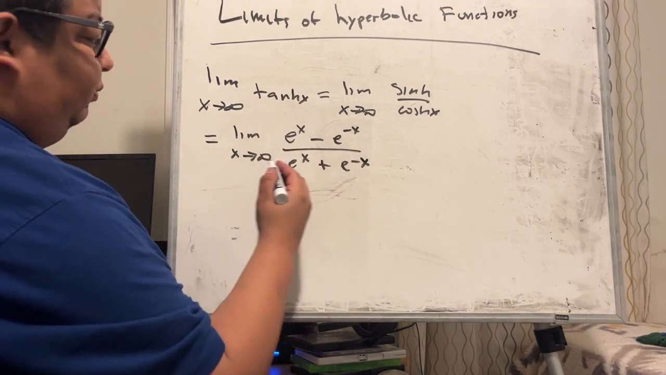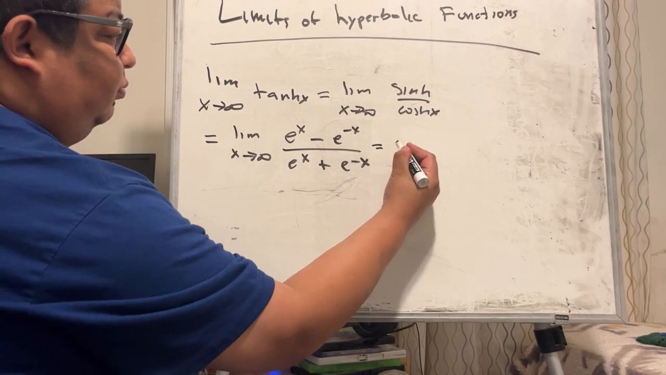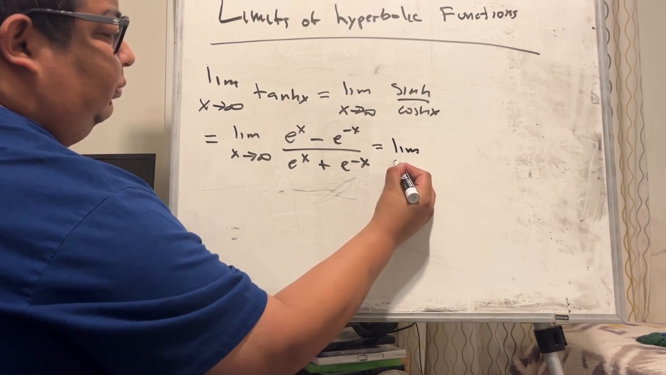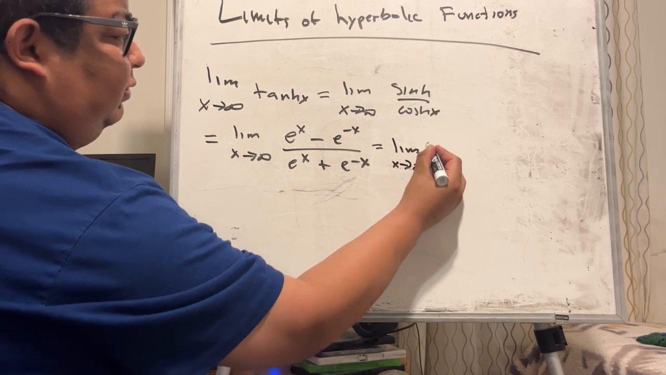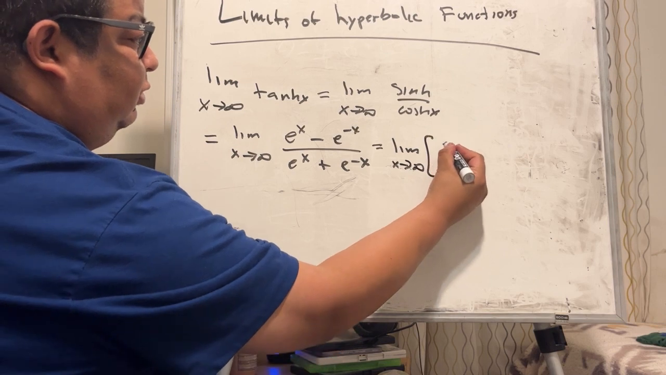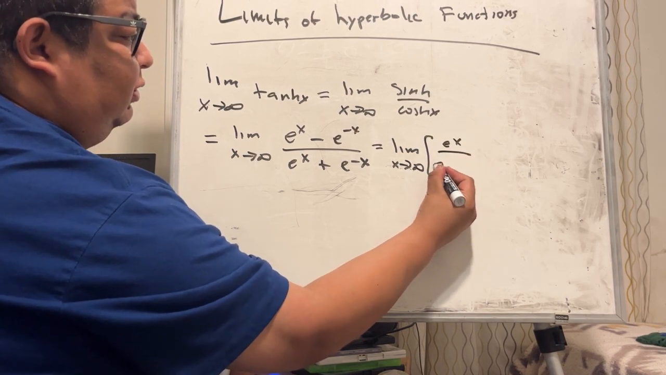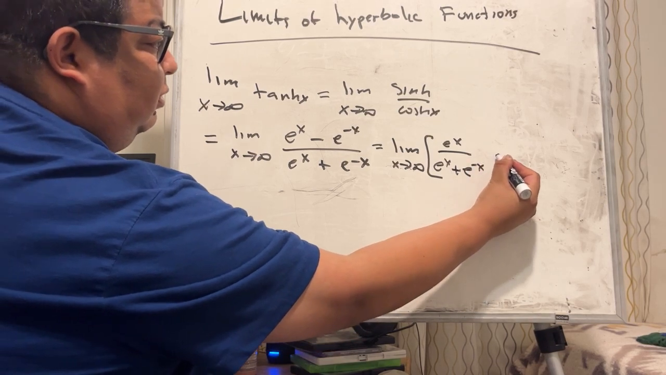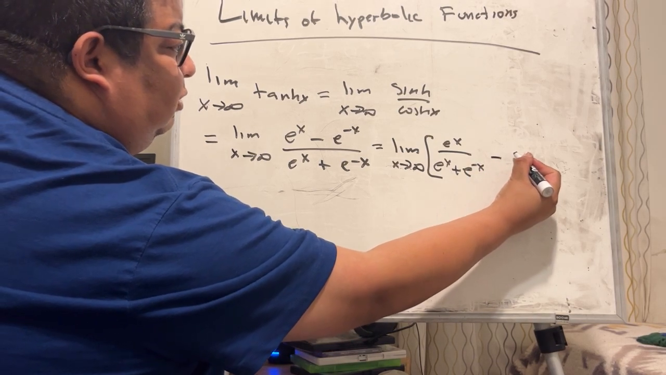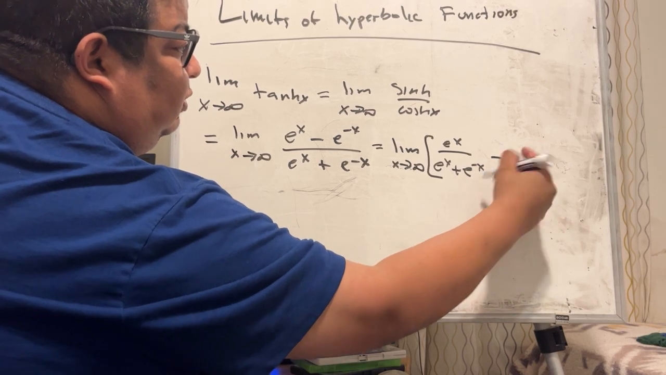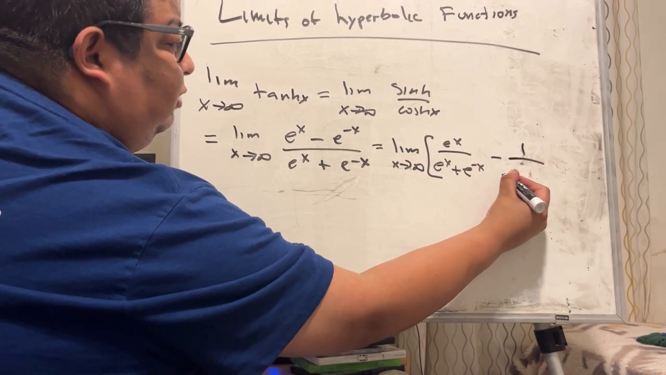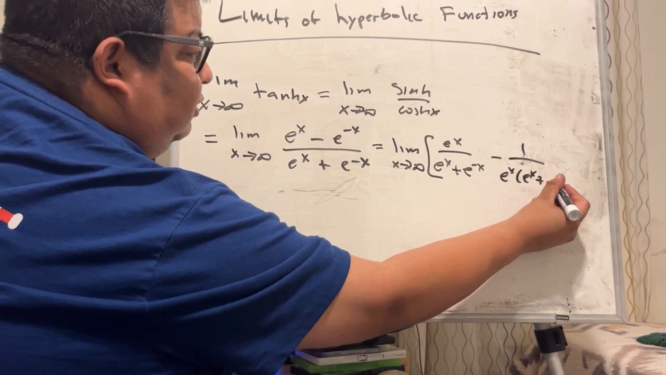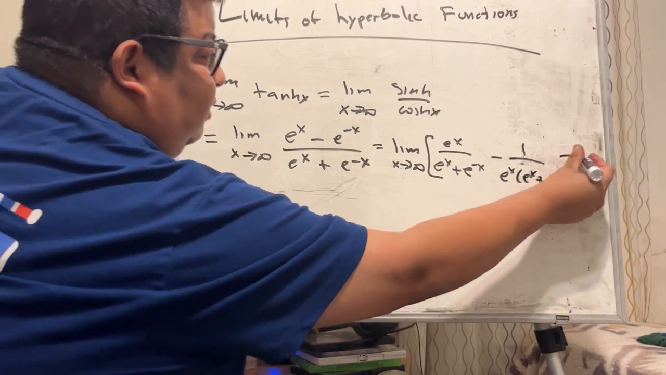Then we separate. So the limit as x approaches infinity of e to the x over e to the x plus e to the minus x, minus, we're going to put 1 over e to the x plus e to the minus x.